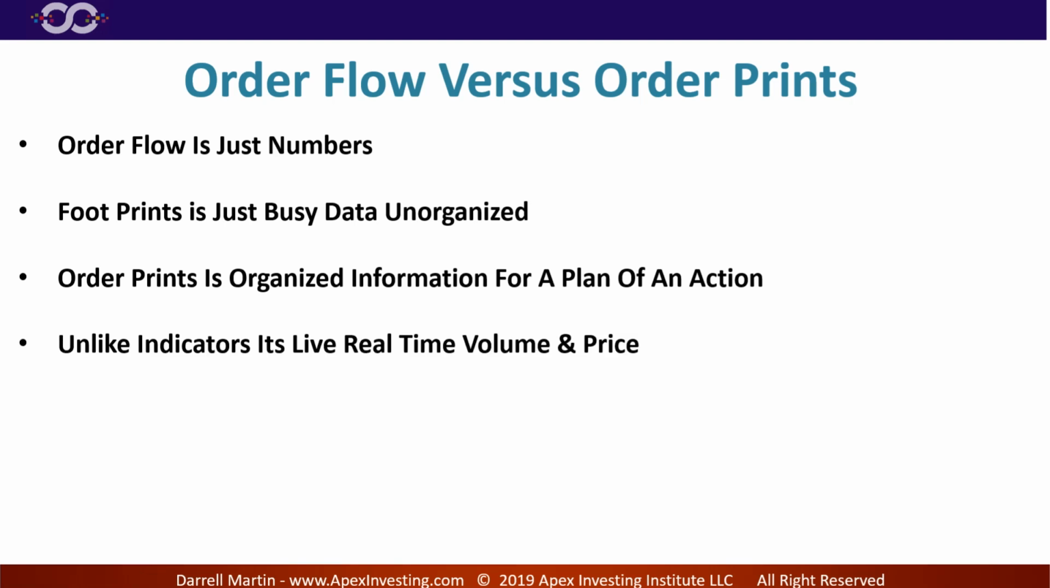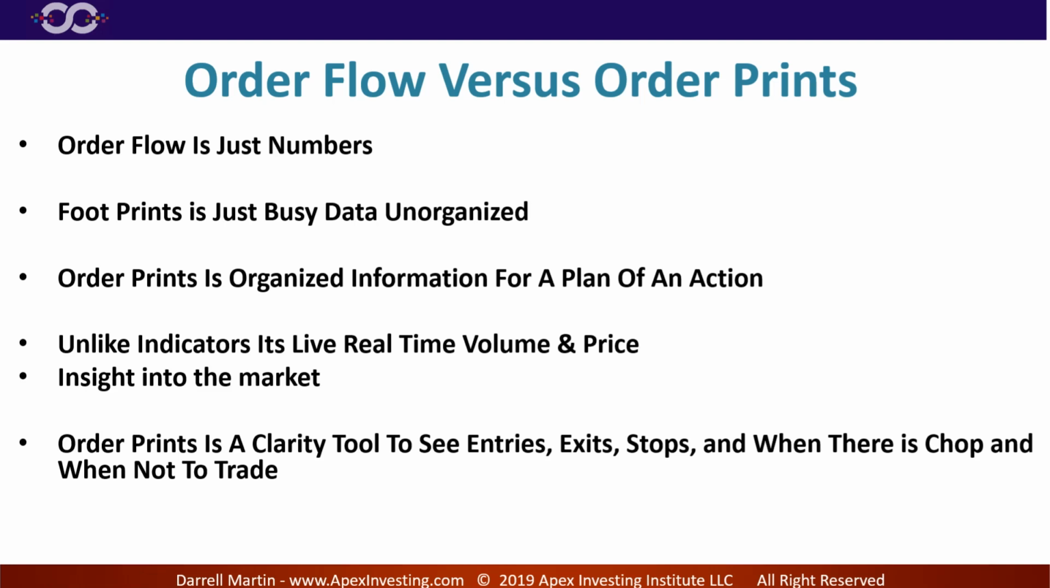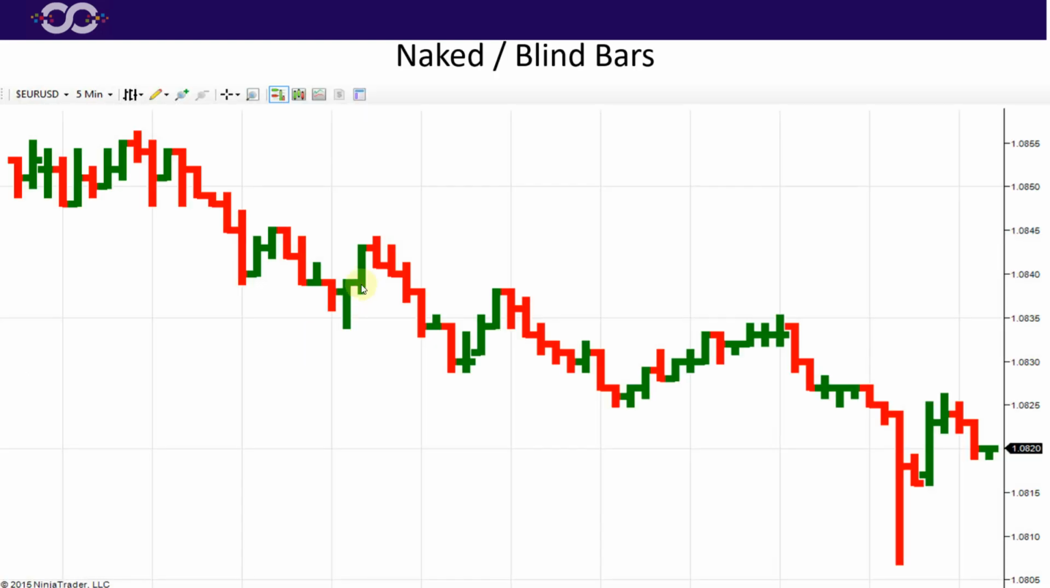Unlike indicators, using order flow and footprints and all that stuff gives you real time volume and price information. Gives you insight to the market, but order prints specifically is a clarity tool to see where to enter, exit, stop, when there's chop, and when not to trade. And you got naked blind bars that, well, it's easy to see if you look left, but it's really hard to see right now what to do.